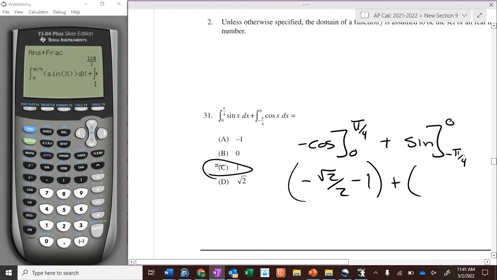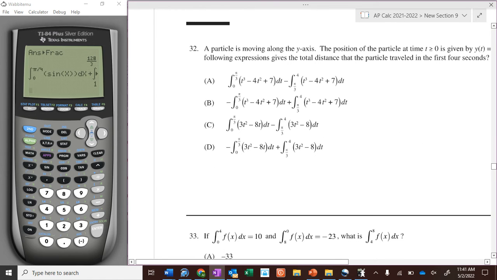Plus the sine of negative pi over 4 is negative square root of 2 over 2. The sine of 0 is 0. And yeah, put it in your graphing calculator.